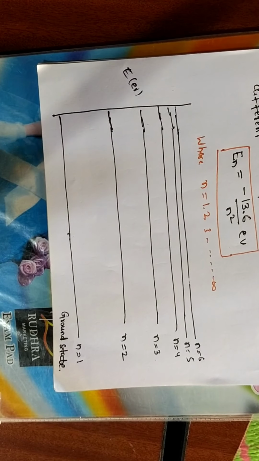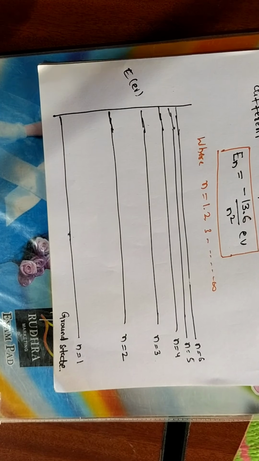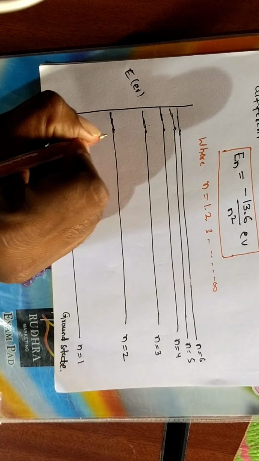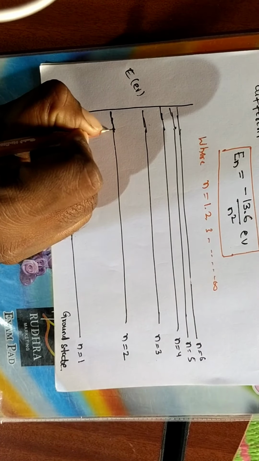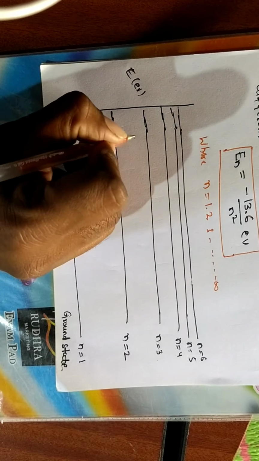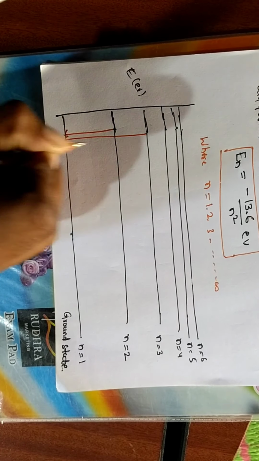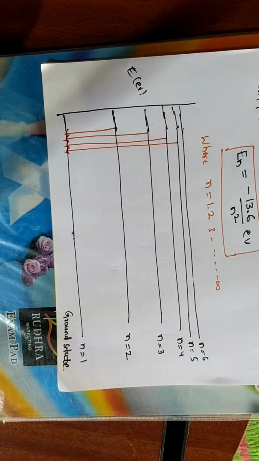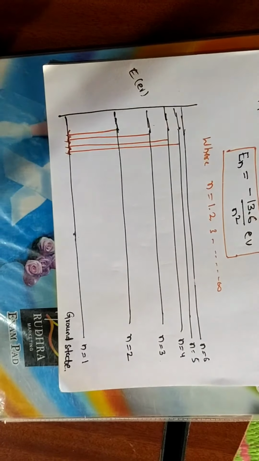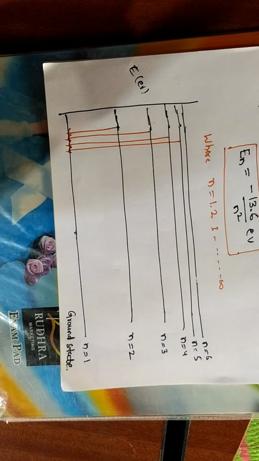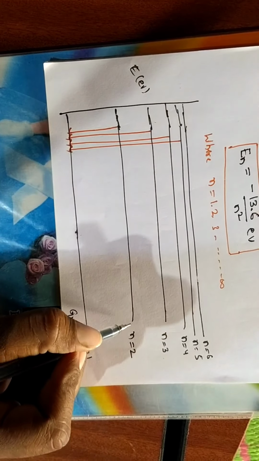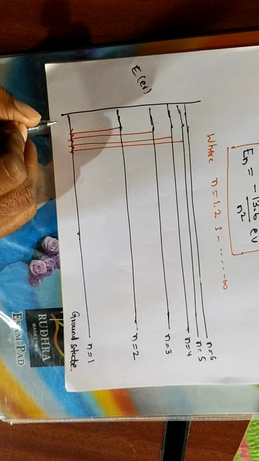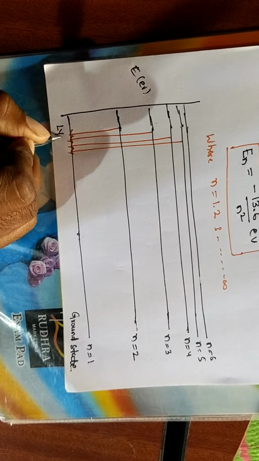Transition of an electron from a higher orbit to a lower orbit. Here the electron jumps from the second orbit to the first orbit, third orbit to the first orbit, fourth orbit to the first orbit, fifth orbit to the first orbit. This one you call the Lyman series. Electron transition occurs from a higher orbit to the first orbit.